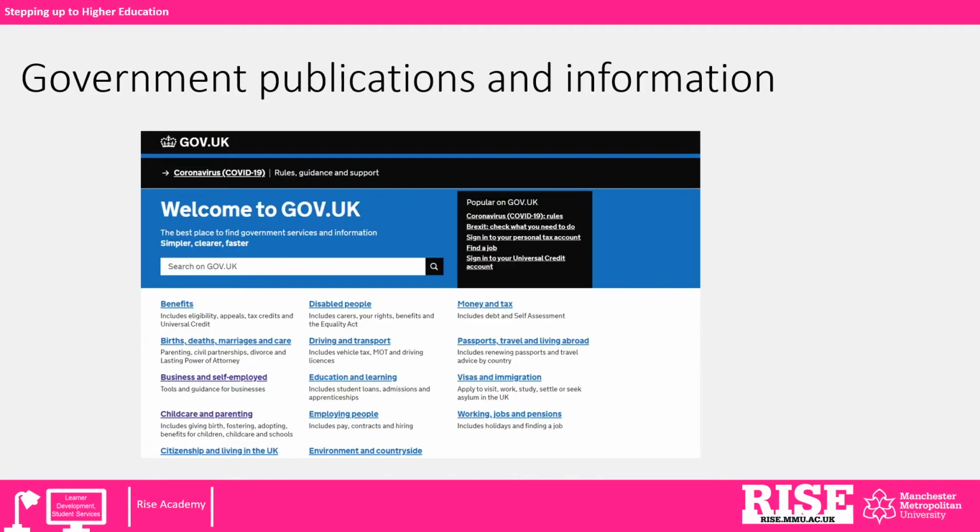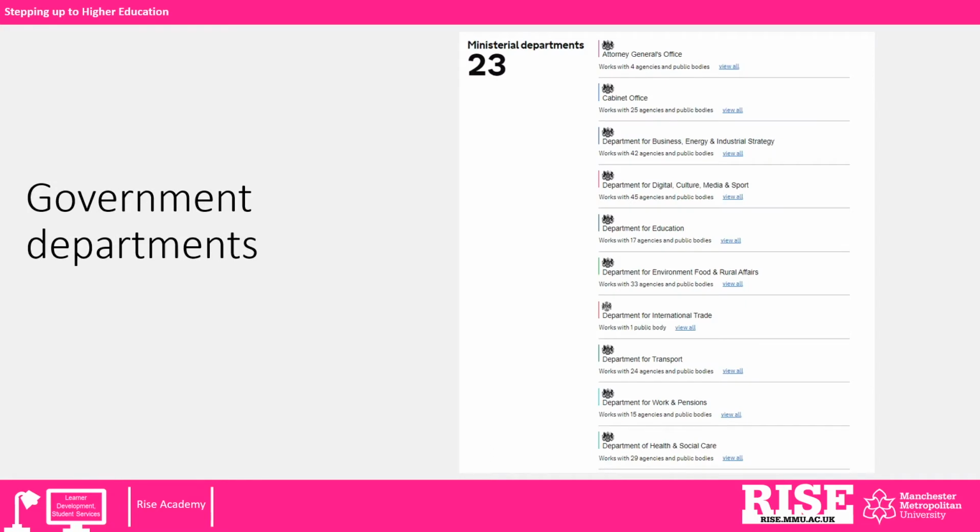Next, we will look at government publications. Information produced by the UK government can be located on the gov.uk website. Particular sections on the website and documents are usually authored by specific people or government departments, such as the Department for Education or the Department for Health and Social Care.